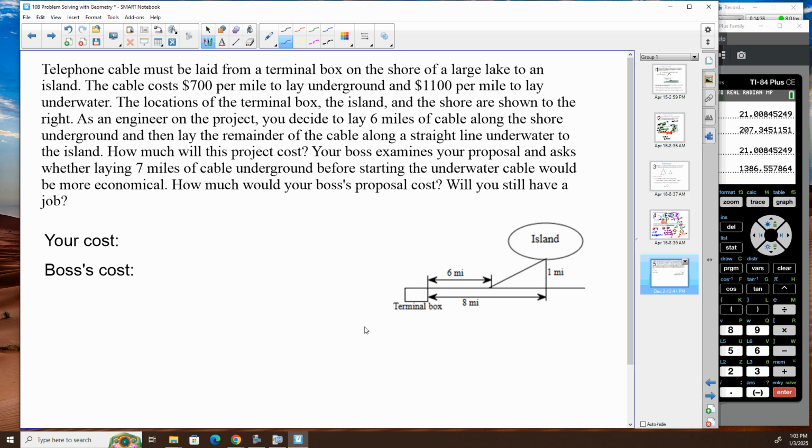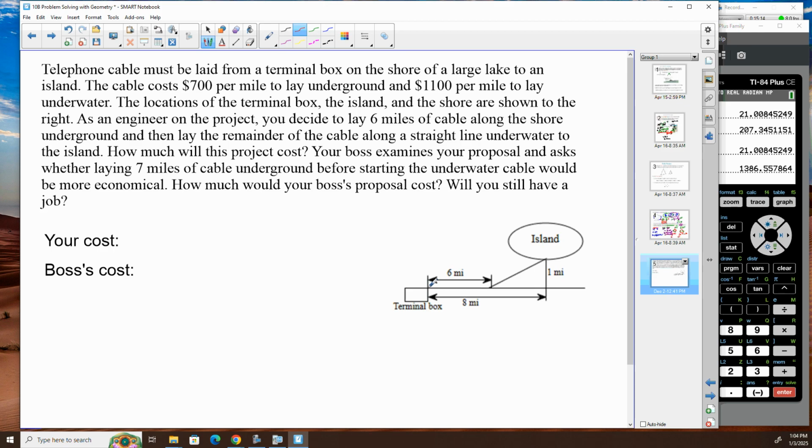Okay, so last example. Telephone cable must be laid from a terminal box on the shore of a large lake to an island. The cable costs $700 per mile to lay underground and $1,100 per mile to lay underwater. The location of the terminal box, the island and the shore are shown to the right. As the engineer on the project, you decide to lay 6 miles along the shore underground, and then lay the remainder of the cable along the straight line water to the island.